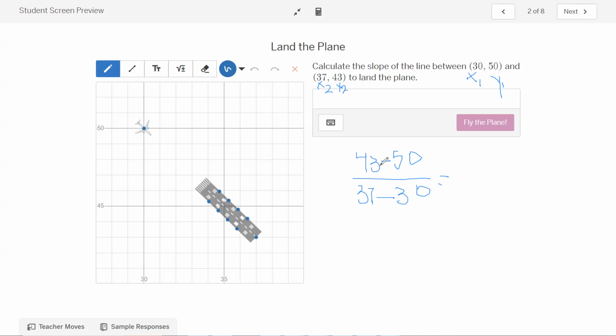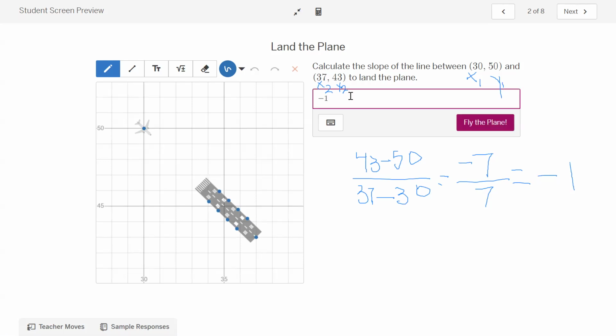Okay, 43 minus 50. Because my larger number is the second one, it's going to be a negative number. 43 minus 50 is negative 7. 37 minus 30 is positive 7. So if I did negative 7 divided by 7, that is going to equal negative 1. So my slope for this plane is negative 1.